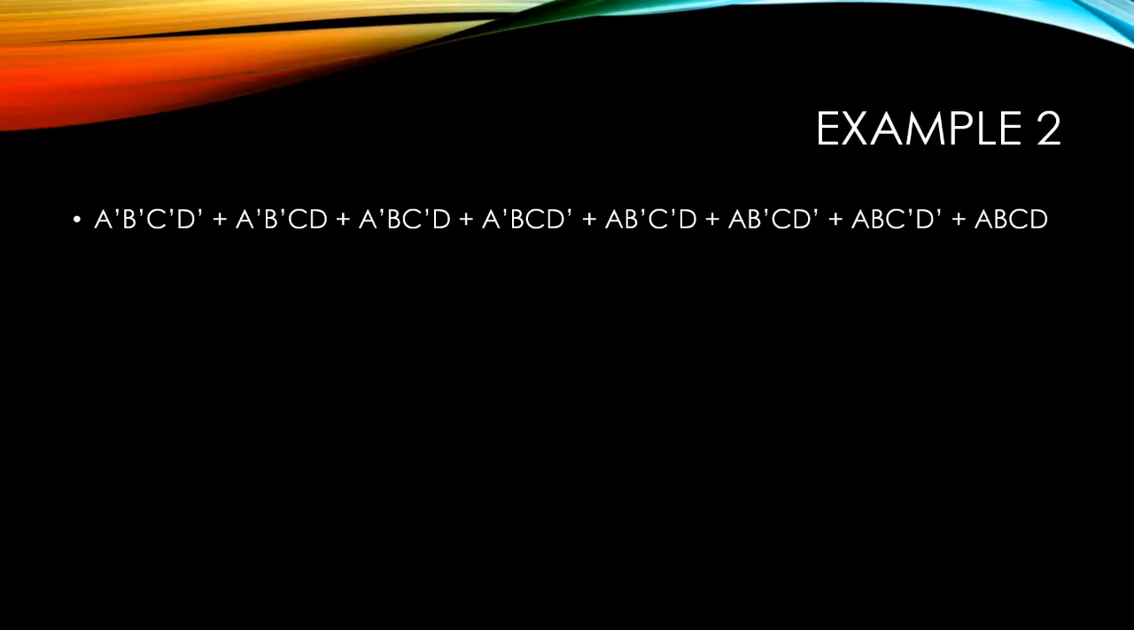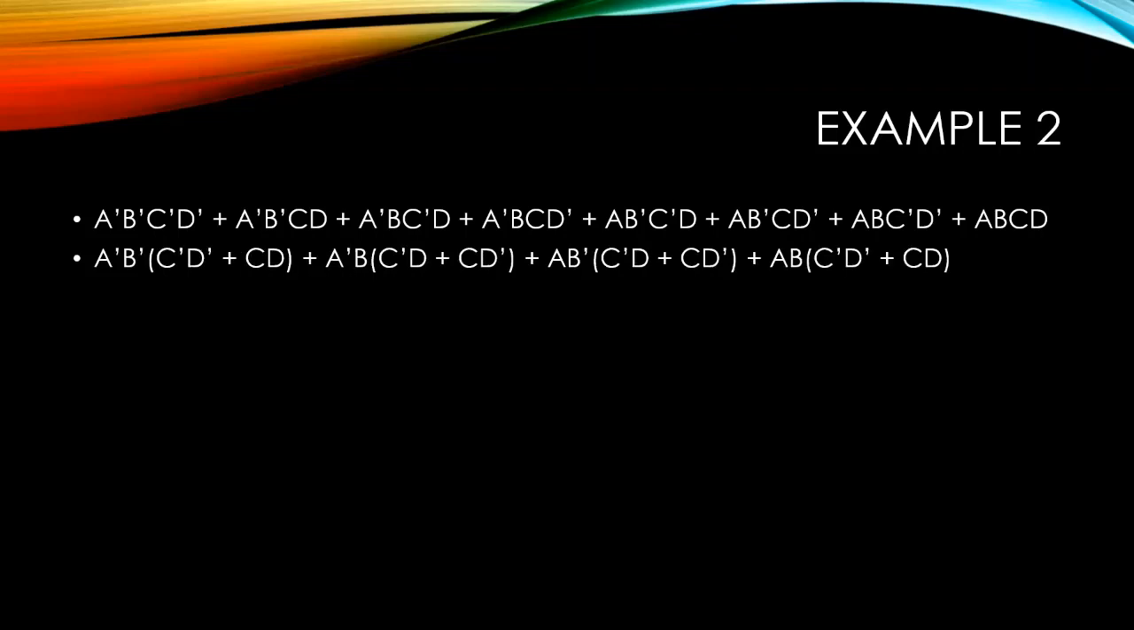So I'm going to factor out A naught B naught on the first and second term. On the third and fourth, factor out A naught B. On the fifth and sixth, factor out A B naught. And then factor out AB on the last two terms. So this will be the result.